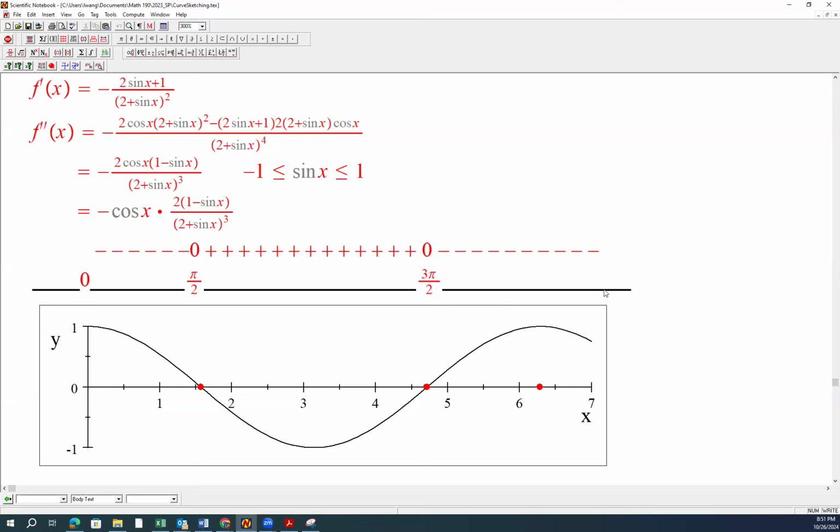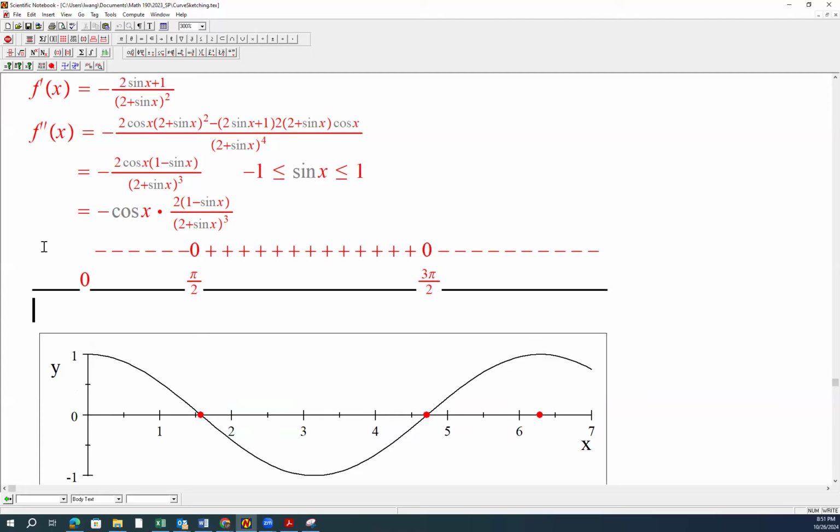So in terms of concavity, this function is concave down, concave down, and the function in the middle is concave up. And in this piece it is concave down.